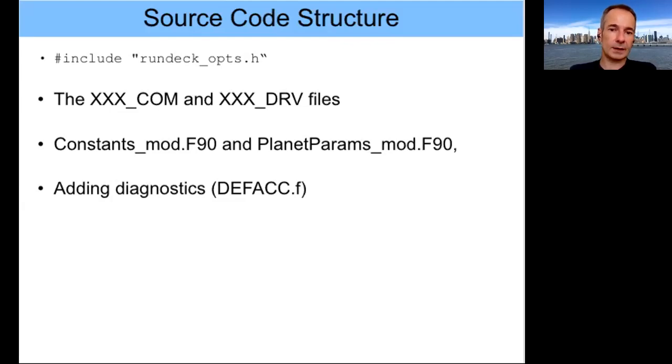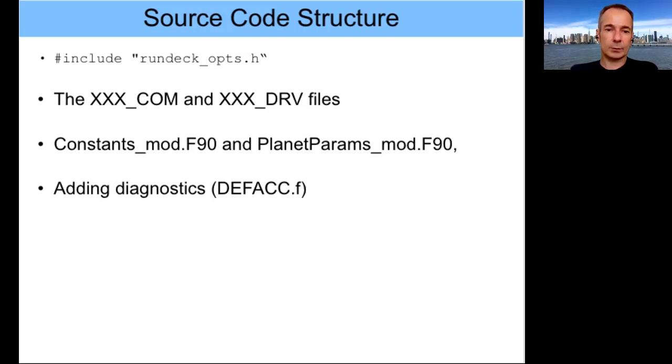Two important files inside the shared subdirectory are the constants mod and the planet params mod. Mike already mentioned the planet params mod. This is where you define any new planet that you have, or see what the values are for the current planets that exist. And the constants mod is exactly what it says. It defines certain physical constants like the Avogadro number or, whatever, the gravity. No, the gravity goes into the planet parameters. Any physical constants that are truly constant are defined in there.